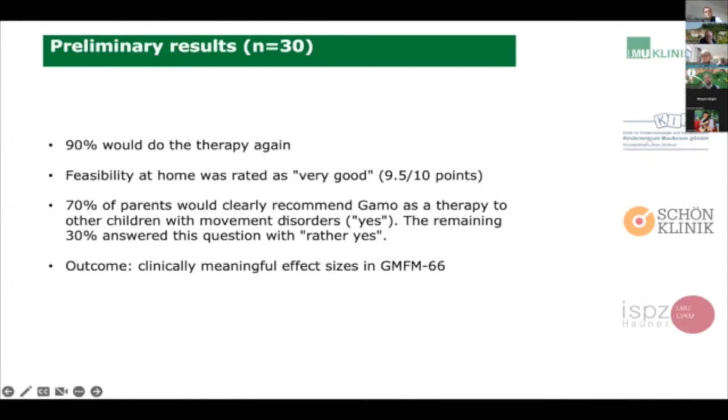We are currently working on the statistics and have also positive functional results. For now, we can say that we have clinically meaningful effect sizes in the GMFM-66 scores. So we can also prove that we really change the function of the children.